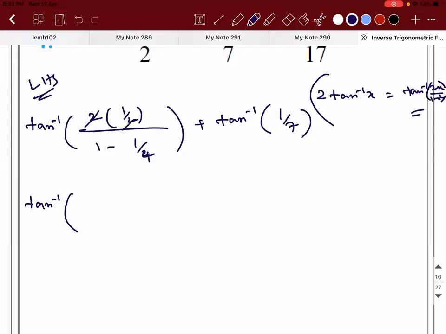Tan inverse of 2x by 1 minus x square. Last formula. So it is 1 divided by 3 by 4, or I can write it as 4 by 3, plus tan inverse of 1 by 7.